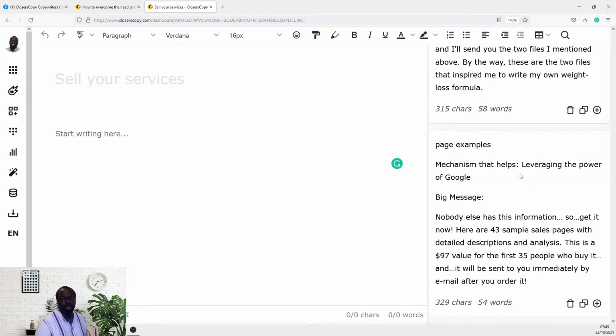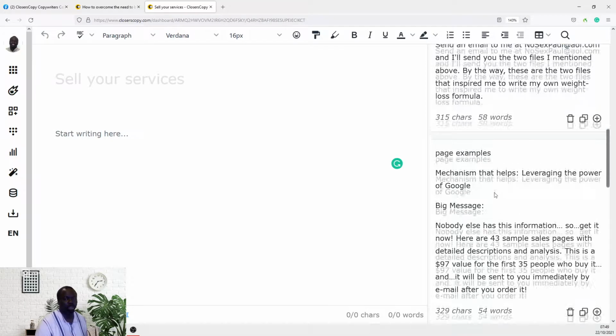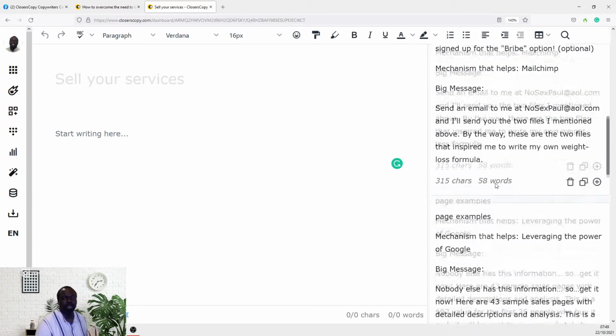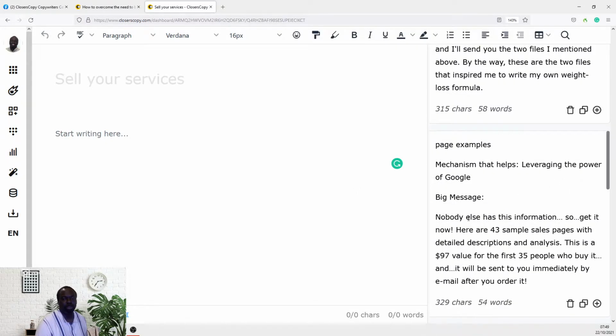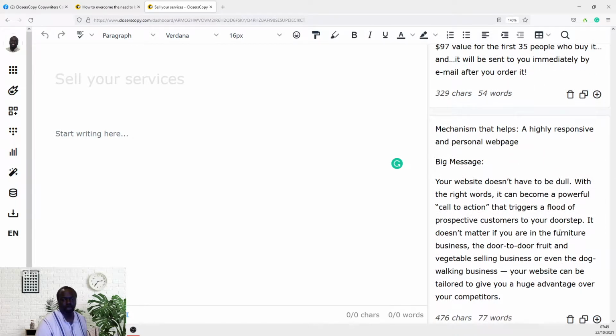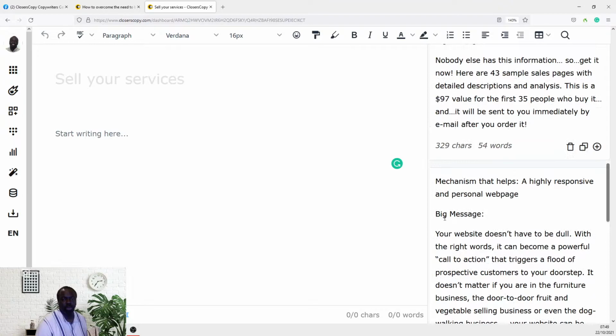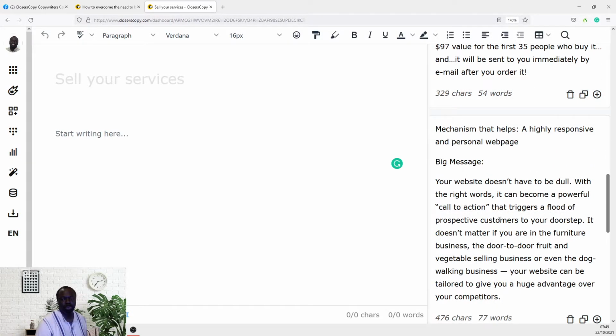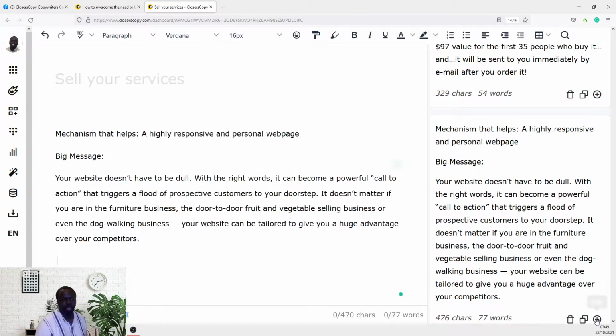So, leveraging the power of Google. So get ebook sales by leveraging the power of Google. Nobody else has this information, so get it now here. Highly responsive and personal web page. Okay, so this one is showing you how to get more ebook sales through... Okay, I like this one.